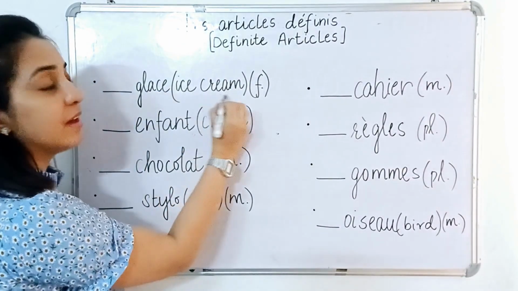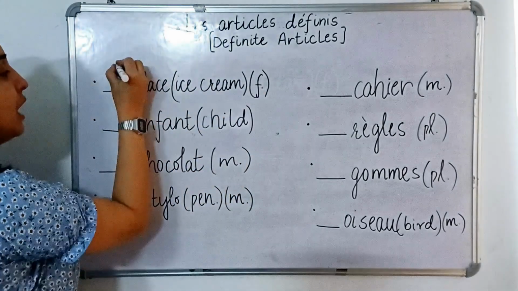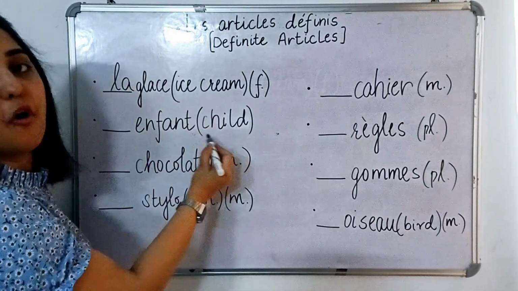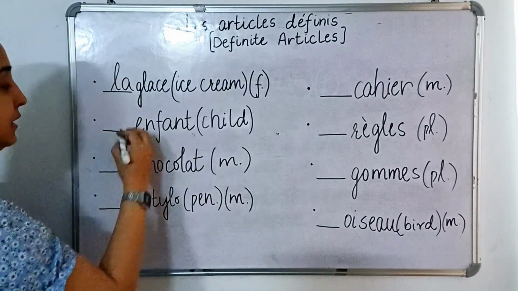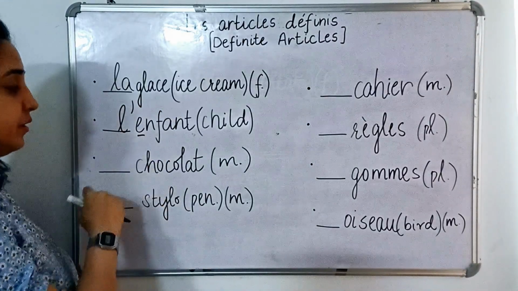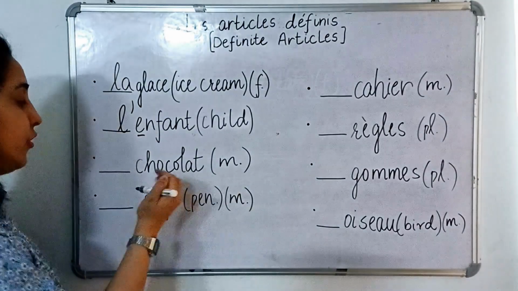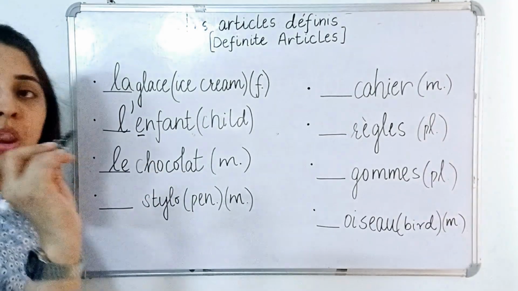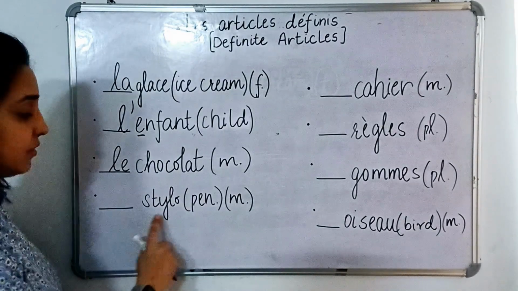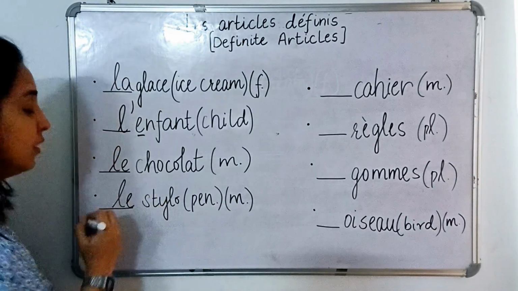Glace means ice cream. This is feminine, so for feminine we will use la: la glace. Then we have une info. This is a vowel, so we will use l'apostrophe. Then we have chocolat. Chocolat is masculine, so we will use le: le chocolat. Then we have stylo. Stylo means pen, which is masculine. We will use le: le stylo.